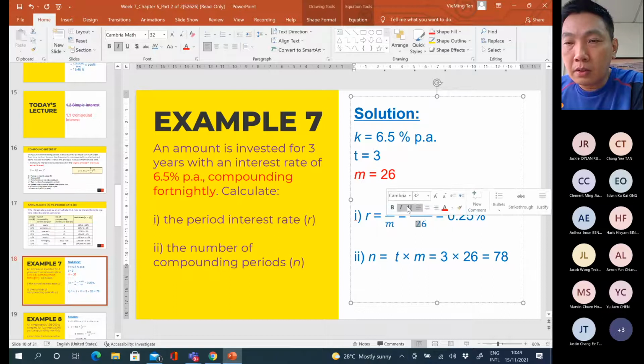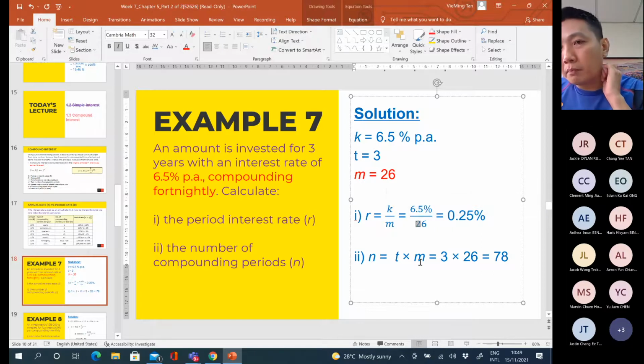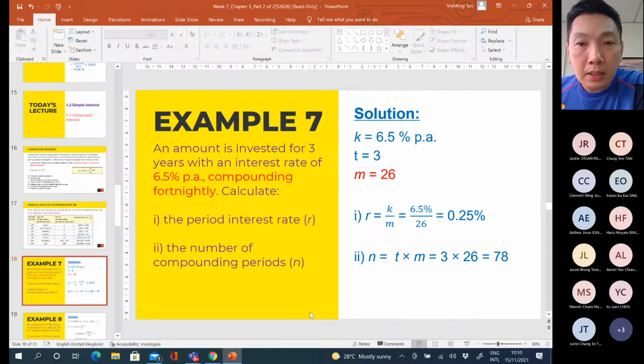Okay. So this 6.5%, because the interest is usually in percentage. So you can leave the answer in percentage as well, which is equal to 0.25%. So this is the fortnight rate. 0.25% is the fortnight rate. 6.5% is the annual rate. All right. The next question is calculate the number of compounding period.